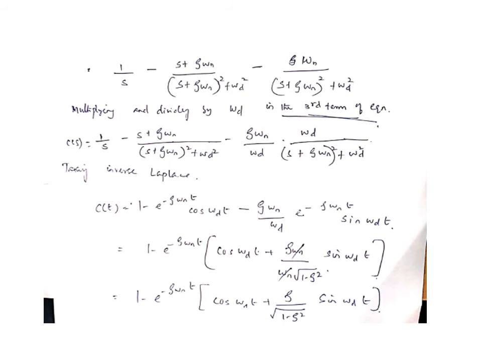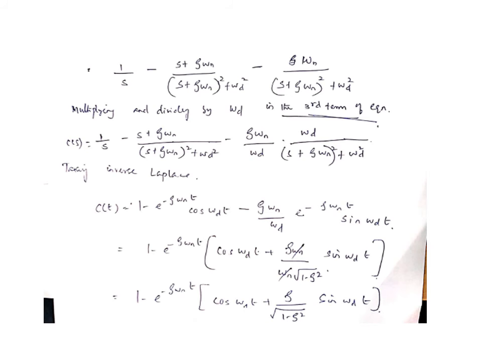I hope you can follow. It is a very simple mathematical manipulation, right? Then after dividing, we'll be multiplying and dividing by omega d in the third term of the equation. So C(s) equal to 1 by s minus (s plus ζωn) divided by ((s plus ζωn) square plus ωd square), because the first two terms we have not touched. Then the third term we are going to multiply and divide by ωd. So therefore I am going to have ζωn divided by ωd into ωd by ((s plus ζωn) square plus ωd square).